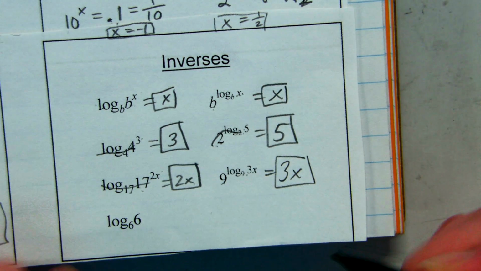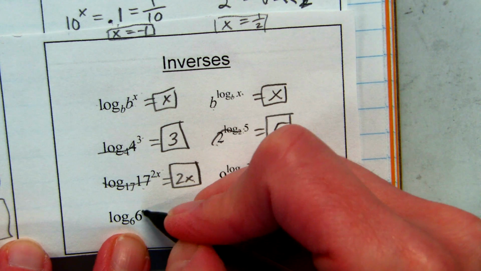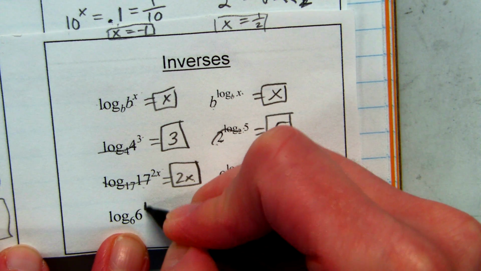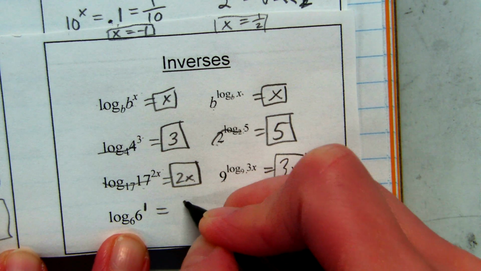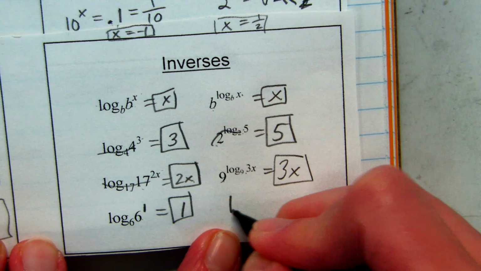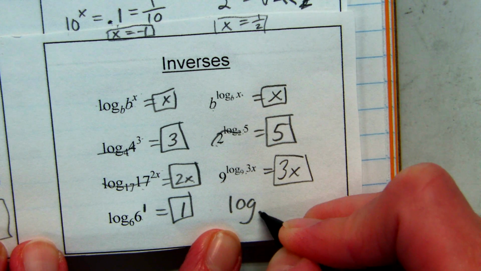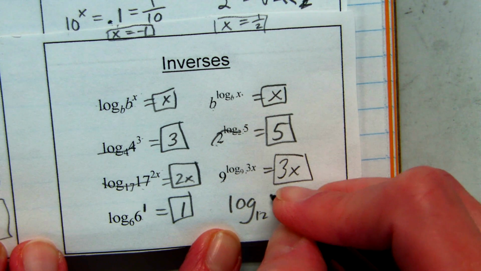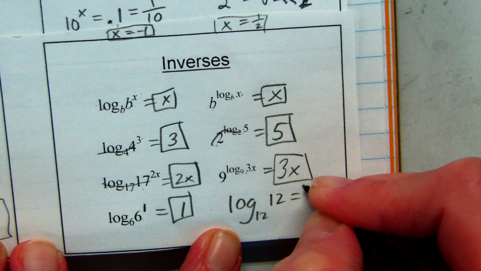This last one's a little tricky. It's not a 0 power. If I have 6, that's 6 to the first power. So your answer would be 1 because the log base 6 of 6 cancels. So if I give you another one like log base 12 of 12, the answer is just going to be 1.